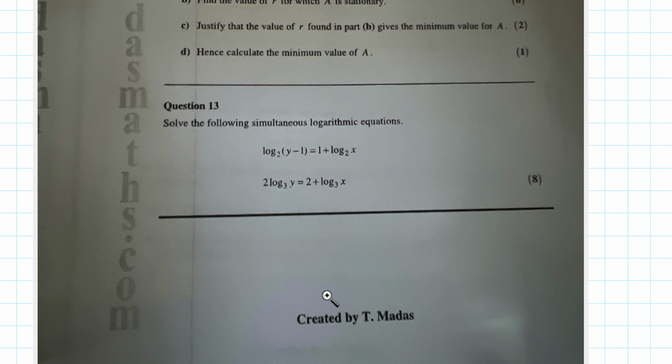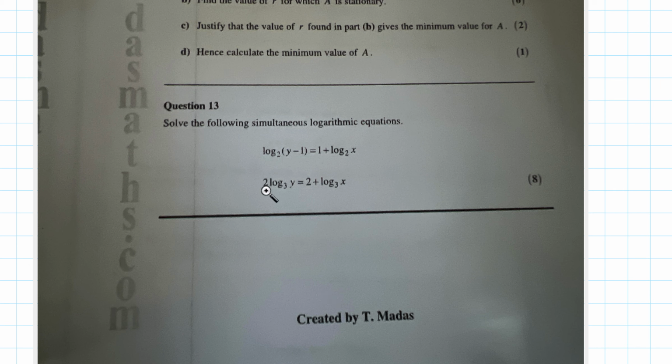Hello and welcome to this video that goes through question 13 of M1A of the Madas papers, or MP1. So this is the first AS level paper. So in this situation, this is quite an interesting question.